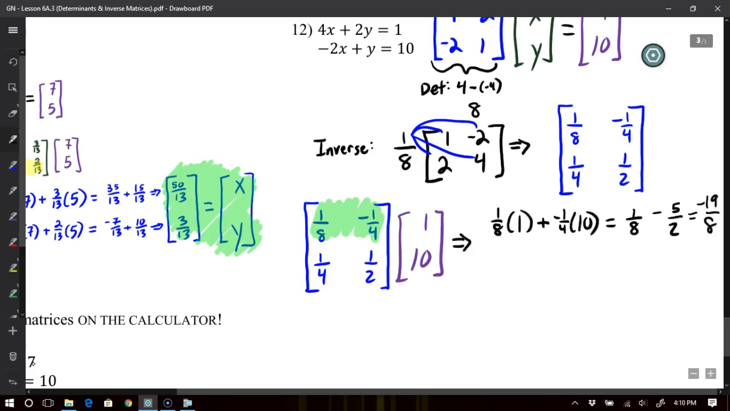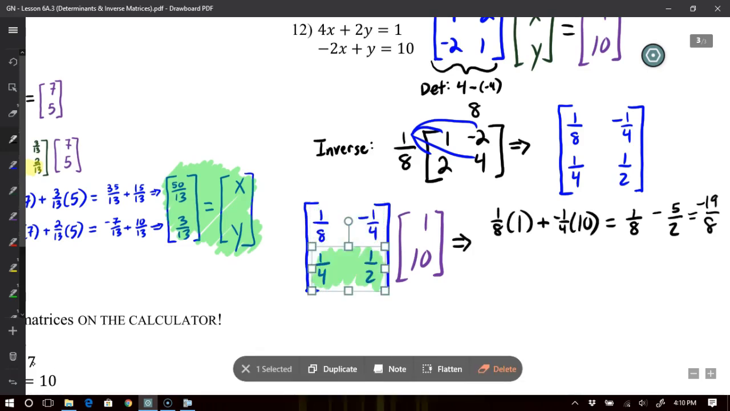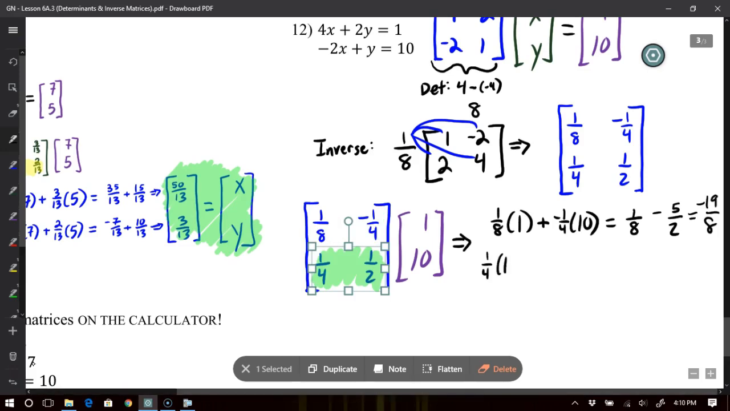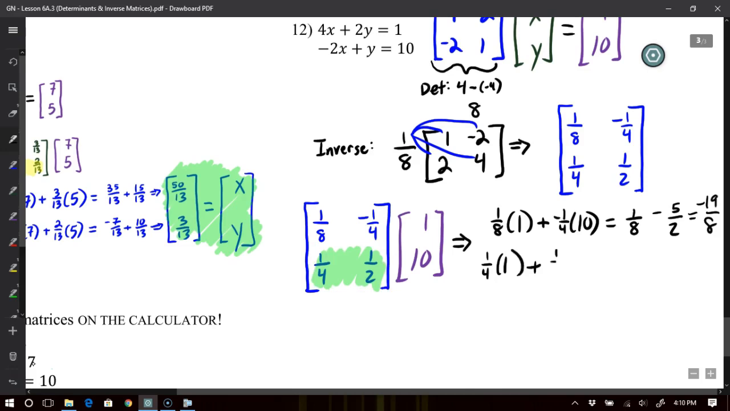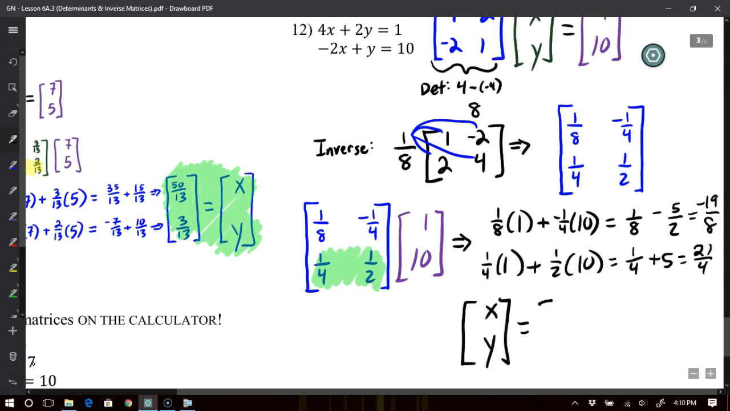Again, you just use your calculator. And we're going to then do the next one. I'm going to have 1/4 times 1, and then plus 1/2 times 10. And I'm going to get 1/4, 10/2 is 5, so I have 5 and a 4th, which is 21/4. So my x, y is equal to negative 19 over 8 and 21/4. And that is my answer.